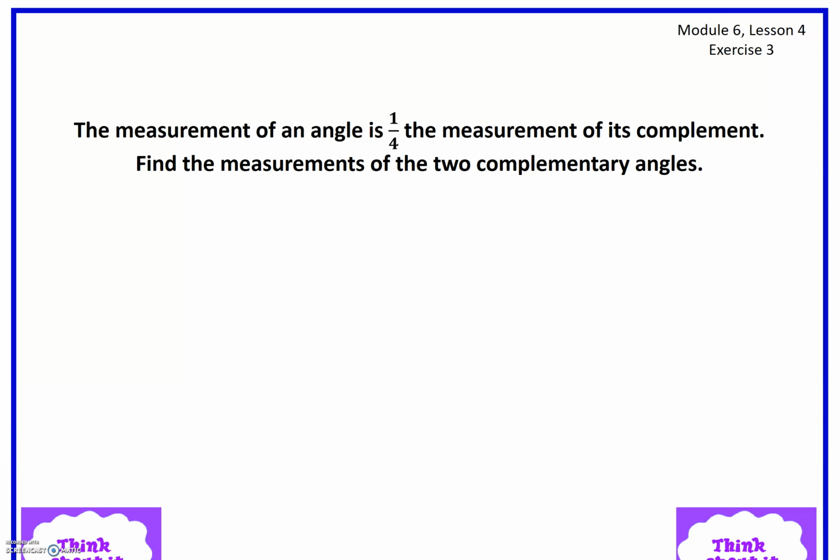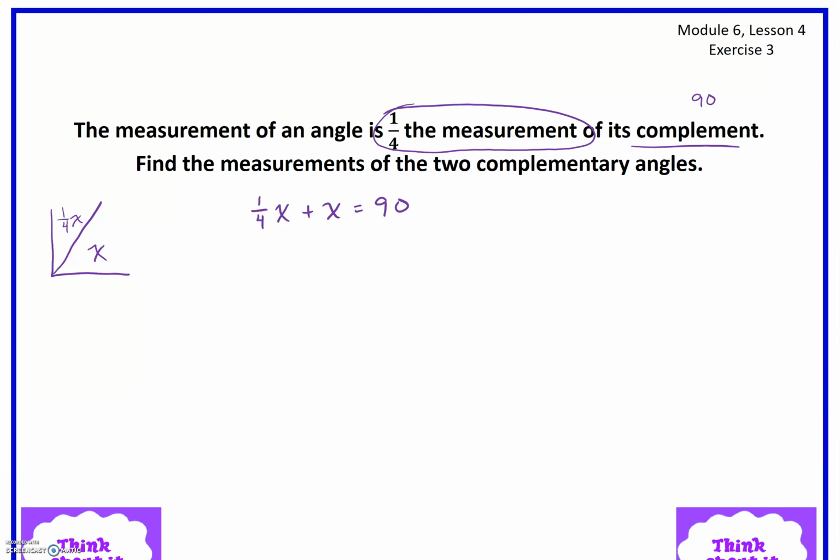Since this is new, let's do one more like it. The measurement of an angle is 1/4 of its measurement of its complement. Complement adds up to 90 degrees. So the same idea here, we have two angles. One is going to be x, and one is going to be 1/4 x, because it's 1/4 of its measure. So we have 1/4 of x plus the original x equals 90 degrees.